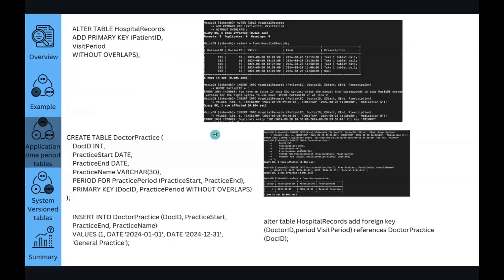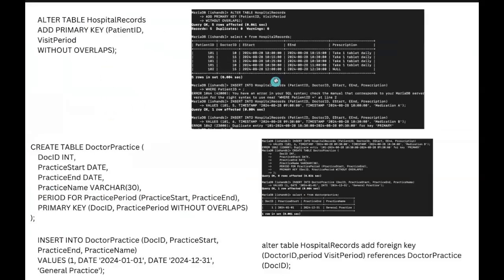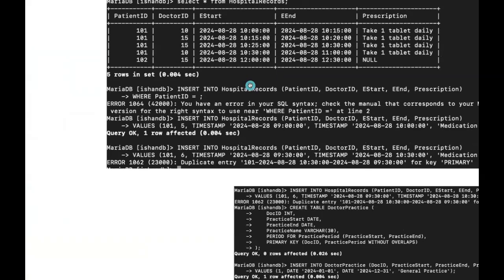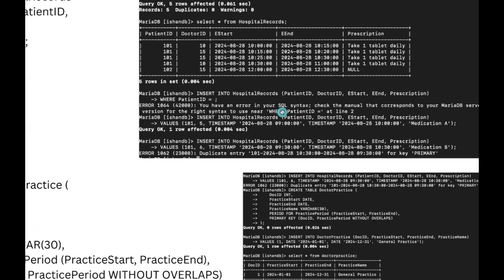Moving on, we can also alter the table base record to add a primary key, so that overlapping time periods are not allowed to be inserted. As you can see, I have updated the alter table, and it is not allowing me to insert some time period which has some constraint, or which has some overlap with already existing time frames.